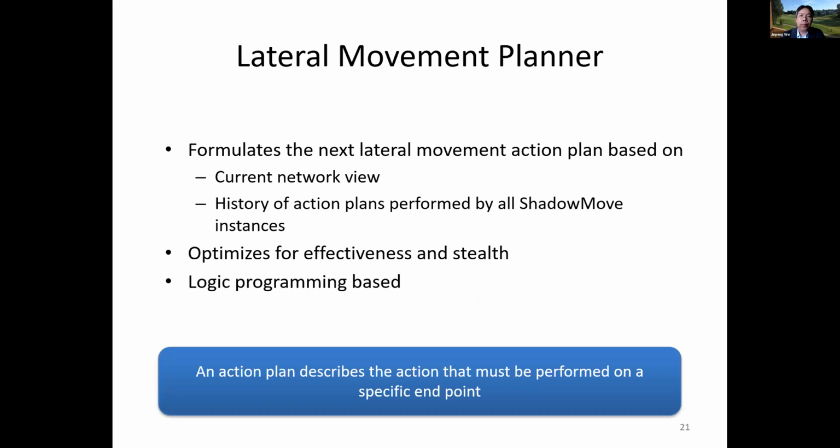Okay, so the next component is the lateral movement planner. Basically, this component creates the next lateral movement action plan, based on the current network view and the history of the actions that have been done during this APT attack process. This planner tries to optimize for the most effective and stealthy route. It can choose, for example, the shortest path towards that valuable target and so on.